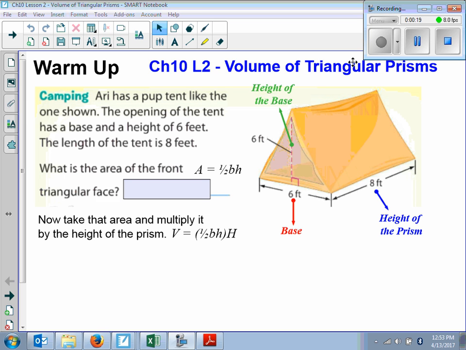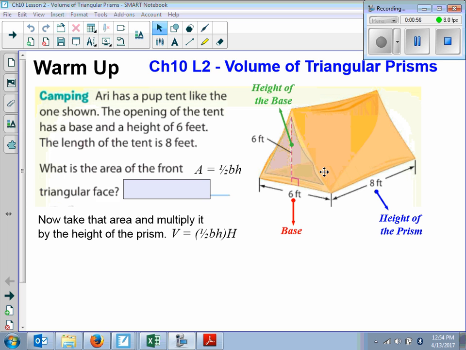Okay, so if I'm looking at this diagram, this triangle right here is the front. It says, what is the area of the front triangular face. On the triangular face, down here, this is the base. This dotted line here that drops down to a right angle is the height of the base. And over here, this measurement that goes from the base to base is the height of the prism.